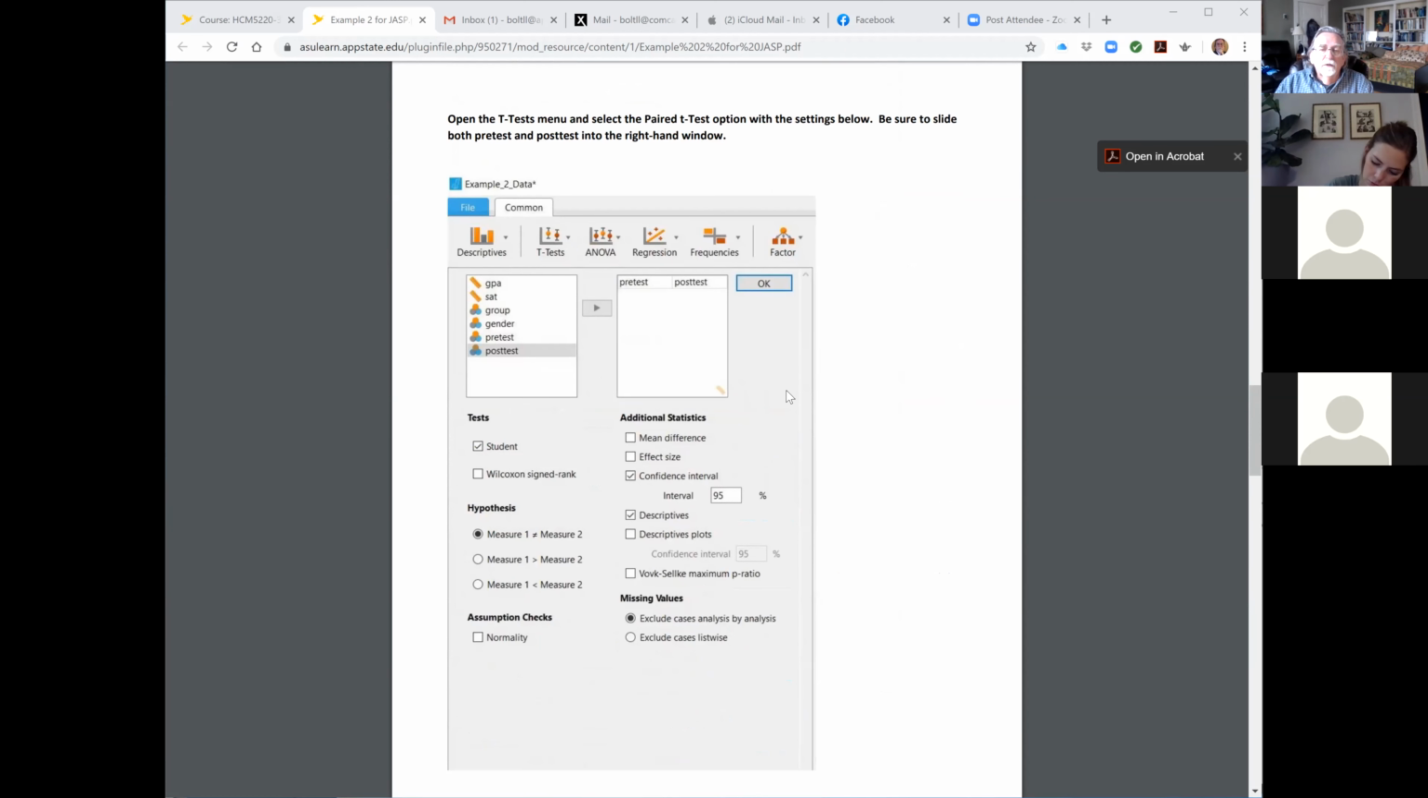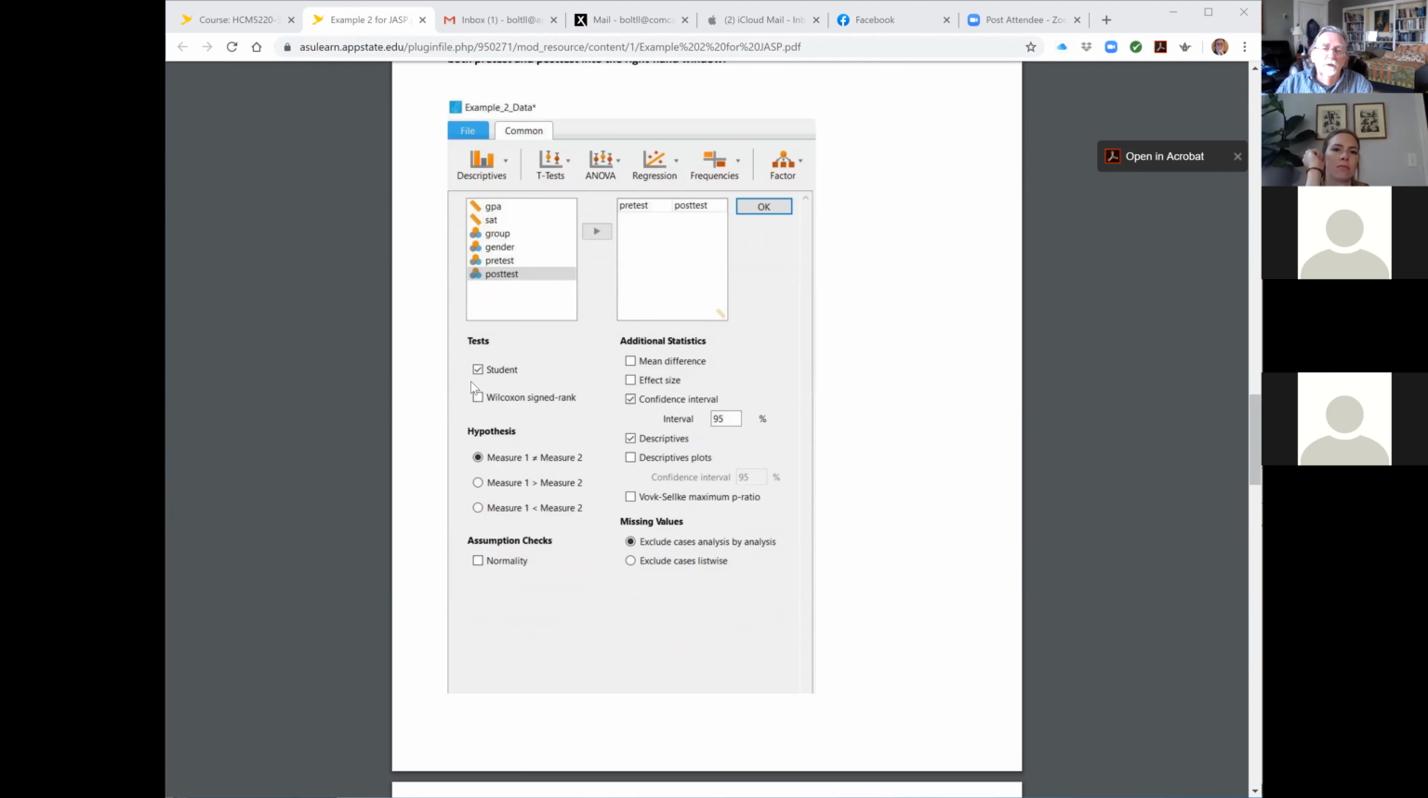The next example was this dependent T or paired T test, pre-post, whatever you want to call it. You'll see all those names pop up from here to there. Sometimes for pre-post there's another procedure that can be used. It's called a repeated measures analysis of variance, and we'll talk about that when we get to ANOVA. But generally speaking, if you have pre-test and post-test, you would use the paired t-test option.